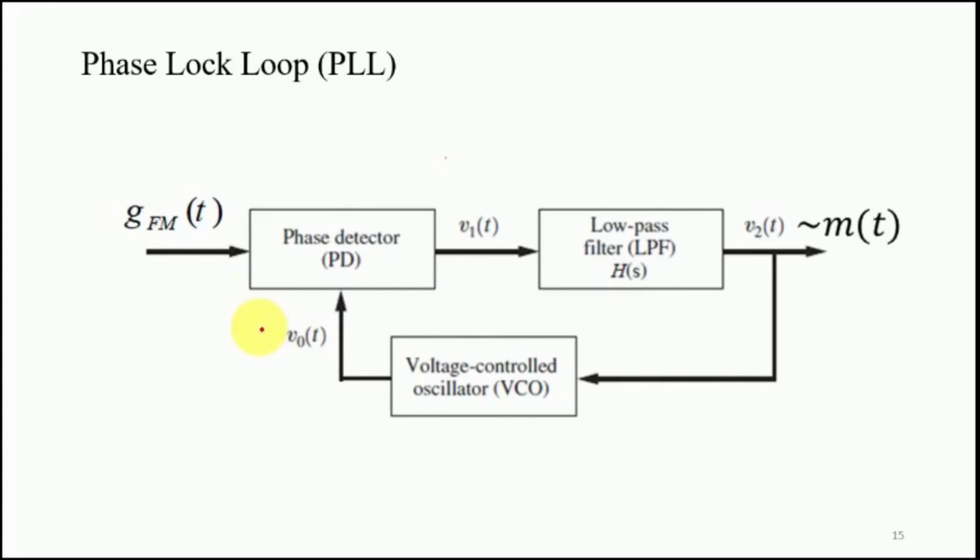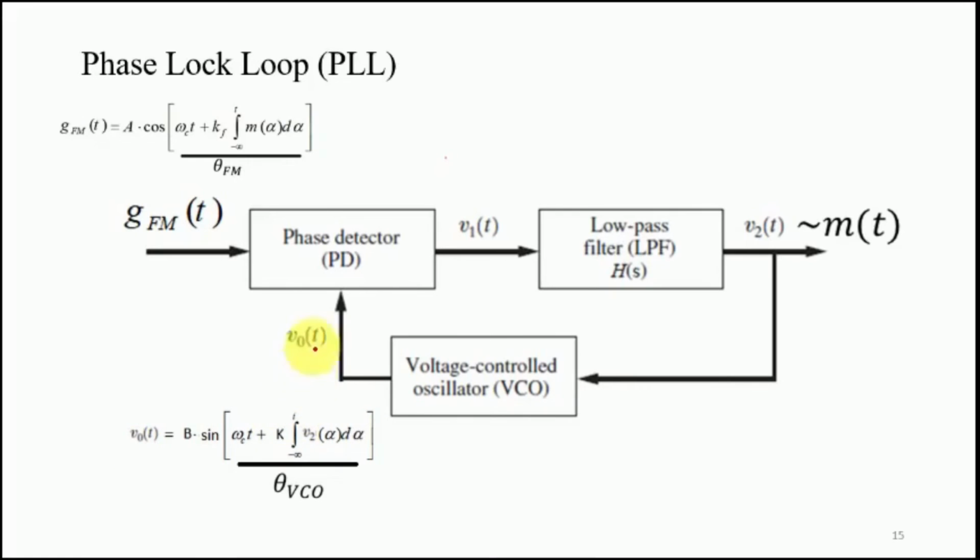Now let us consider our generic signal, which is g_FM, that is equal to A cos(omega_c t plus the sensitivity parameter Kf times the integration from minus infinity to t of m of alpha d alpha). And we also have an output of the voltage control oscillator. So that would be simply v_o of t, that is equivalent to B sin(omega_c t plus K times the integration of an input signal, and here the input signal is v2 of alpha d alpha).